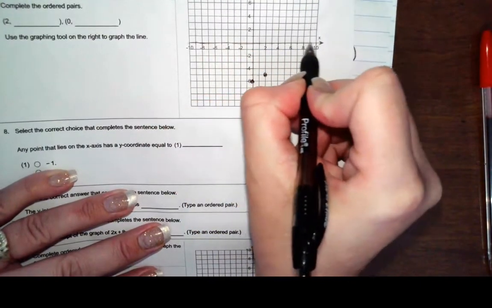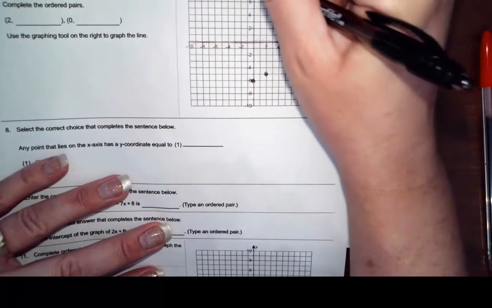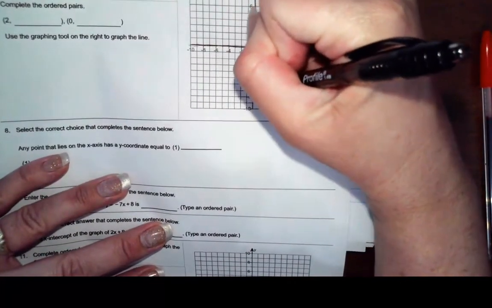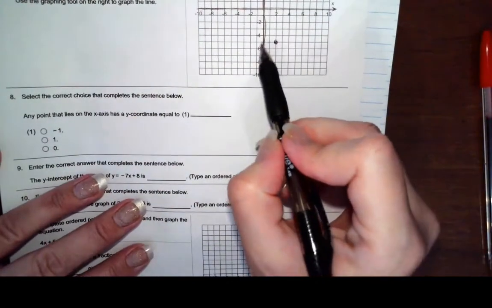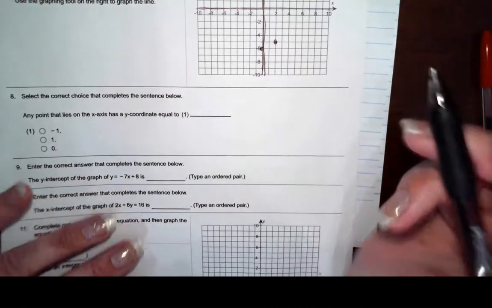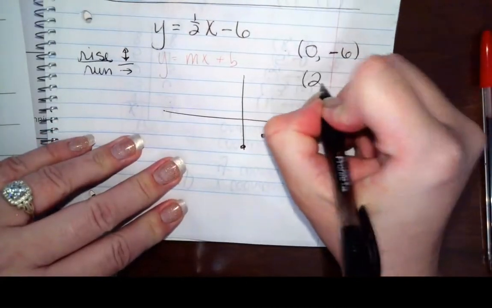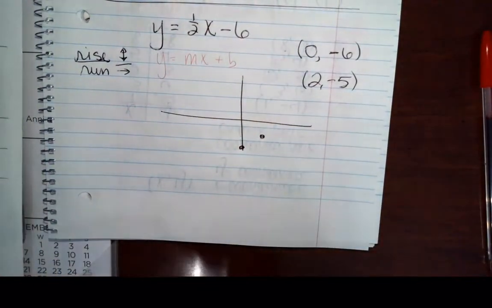Hang on, give me a second while I amuse myself drawing lines. All right, these are the axes, and it's really difficult to see on this paper. Okay, so I'm in quadrant 4. I went up 1, right 2, which means I'm at the point (2, -5). So that's another point on the graph.